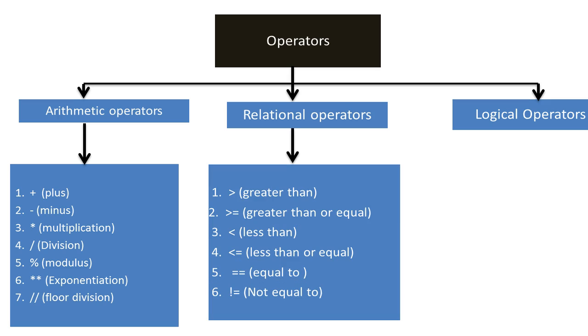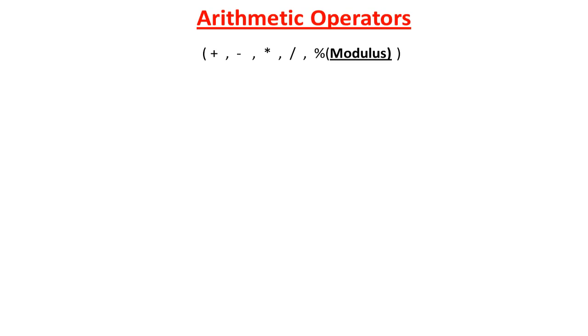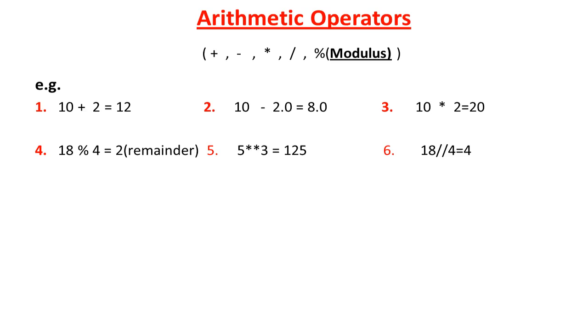Relational operators are basically used to compare operands. So it's greater than or equal to, less than or equal to. Double equal to is used to compare the equality of two operands. Then at number 6, there is not equal to. Logical operators: there are three logical operators: and, or, not. I will explain logical operators after a short while, but first, let me show you how arithmetic operators are used.